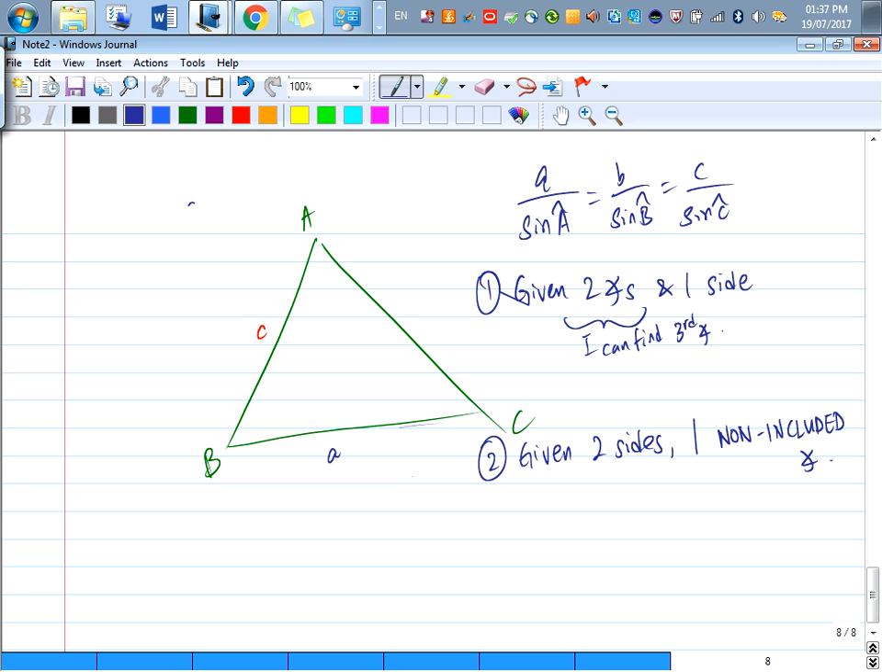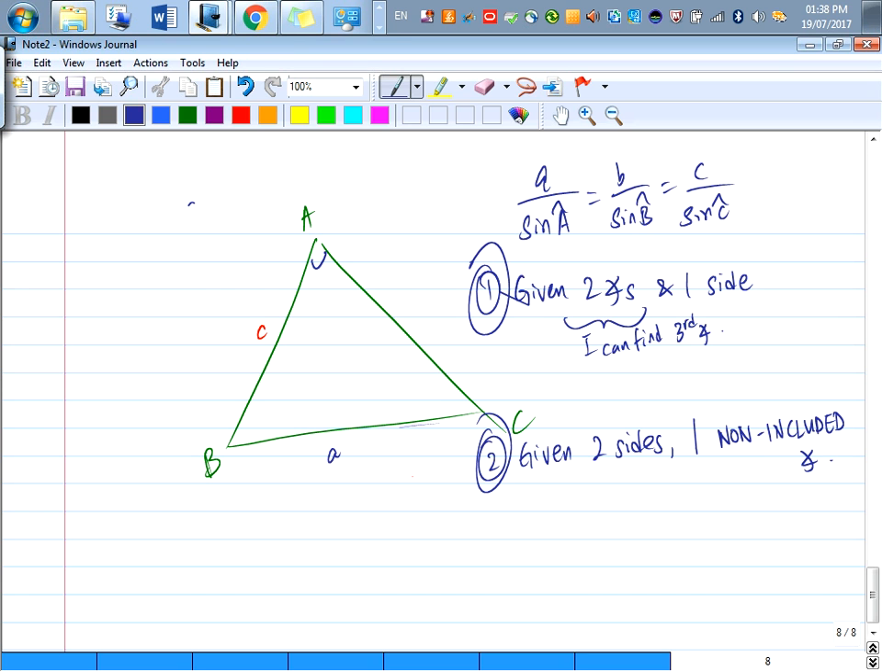Where is my included angle? If I'm given these two sides, where is the included angle? B, right? But they didn't give you B. Instead, they gave you, for example, angle A, or they gave you angle C. In this case, you use your sine rule. You can go and check your homework, your 7.3. All your sine rule will be applied when you have either this or this option.